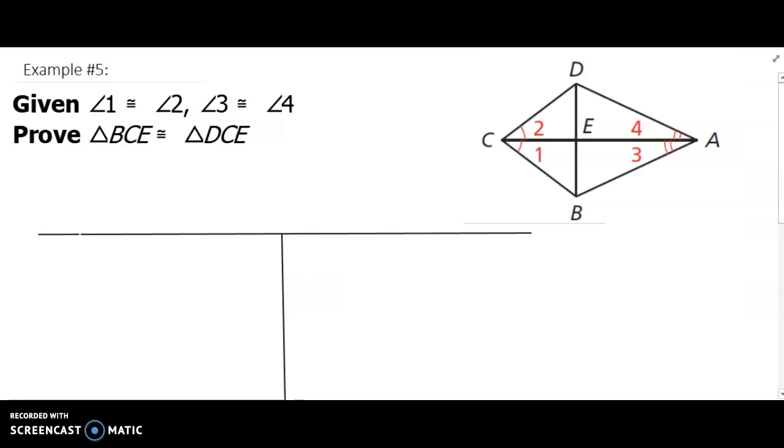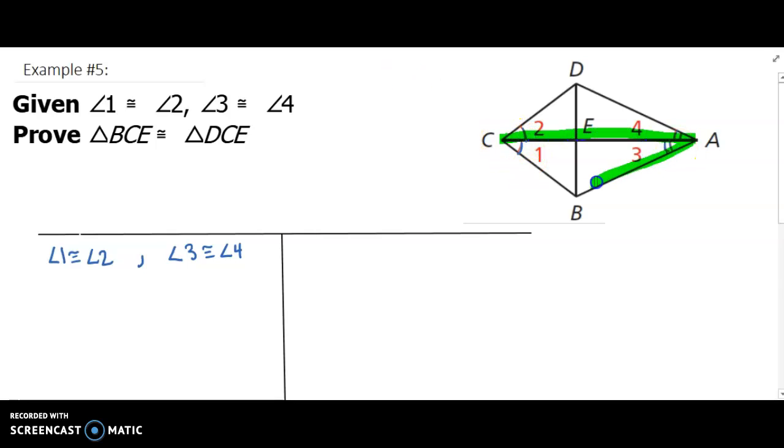All right, let's look at this proof right here. So we're given that angle 1 is congruent to angle 2, which they do have marked for us. And then we're also given that angle 3 is congruent to angle 4, which they also have marked for us.